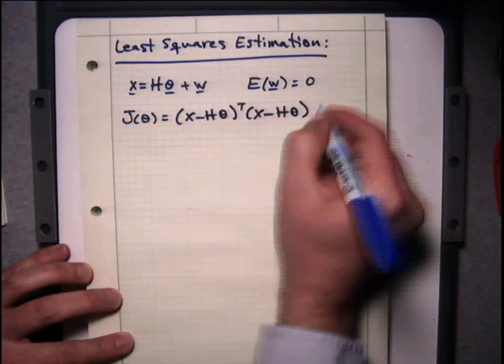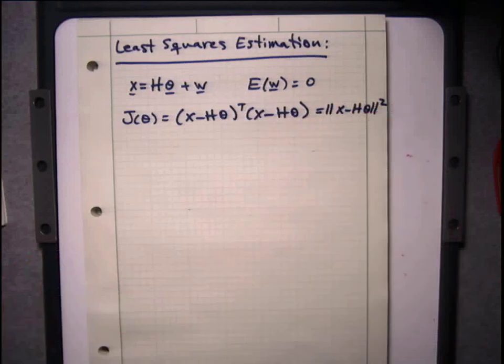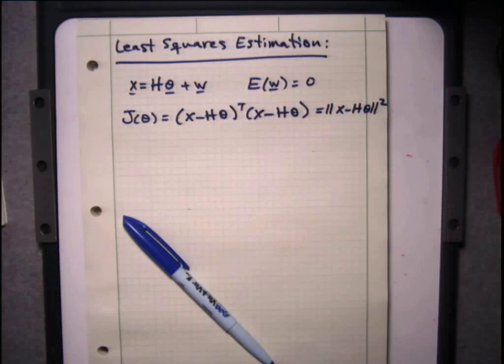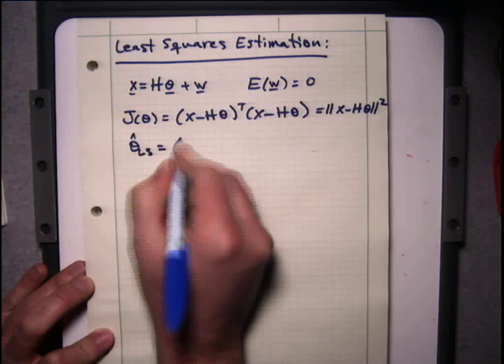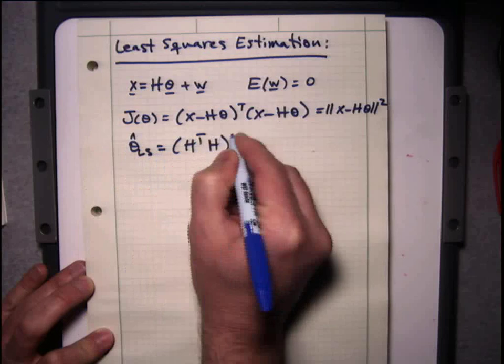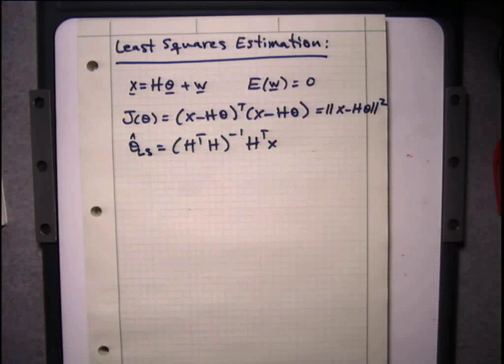Another way to write this, of course, is the norm of x minus h theta squared, or the Euclidean 2-norm of x minus h theta squared. And x minus h theta is the error, so you're minimizing the square of the error, and that's what the name least squares implies. If you remember, when we minimize this with respect to theta, the solution that we obtained was this: H transpose H inverse, H transpose x. So this is the standard linear least squares solution.